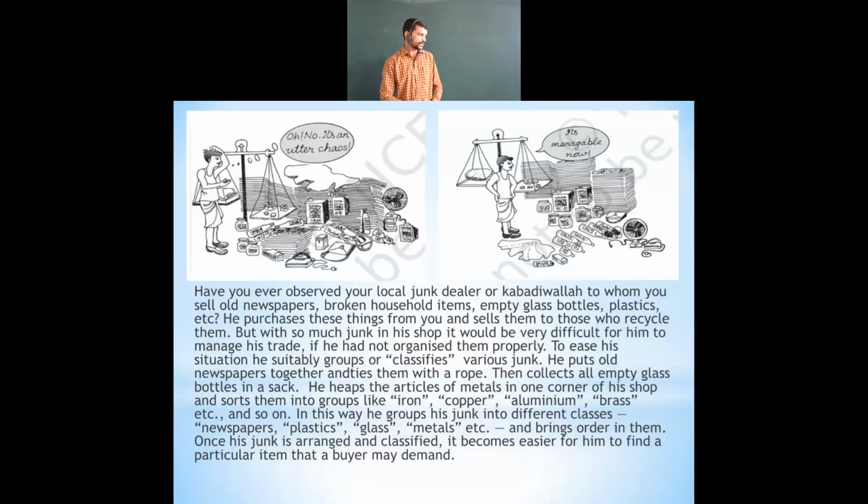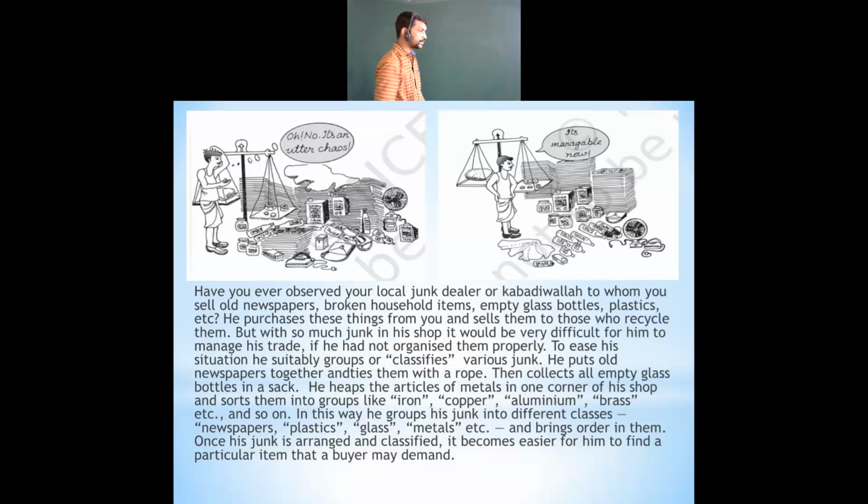Then further, in this way, he groups his junk into different classes: newspaper, plastic, glass, metal, etc., and brings order to them. See, in a sequential order, he is going to arrange all the things. That's how the organization has been done. We are going to learn from this kabaddi person. This is the person showing us how to organize things.